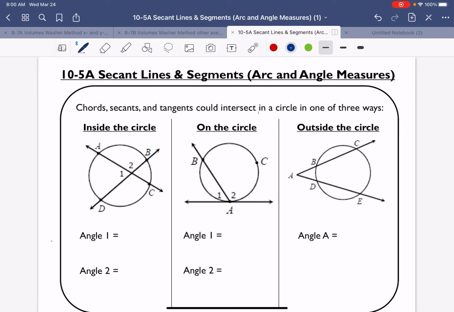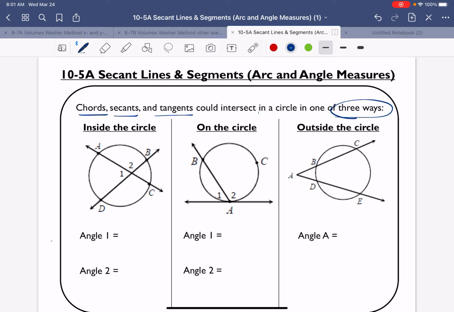In this video we're going to cover section 10.5a, secant lines and segments, and specifically what happens with the arc and their angle measures. By now we're all pretty familiar with what a chord, a secant line, and a tangent line are. Those are essentially just lines near a circle, and what happens when two of those lines intersect? Like it says in the directions, they could intersect in one of three ways.